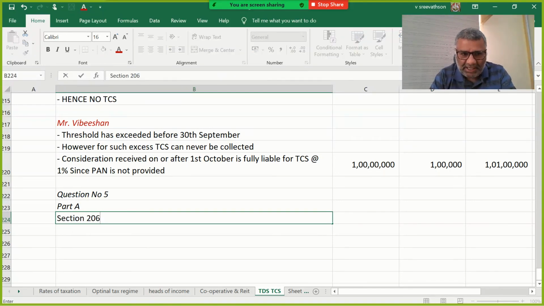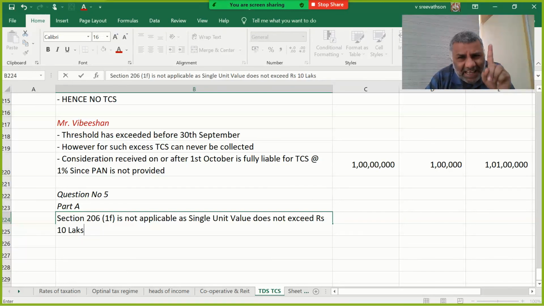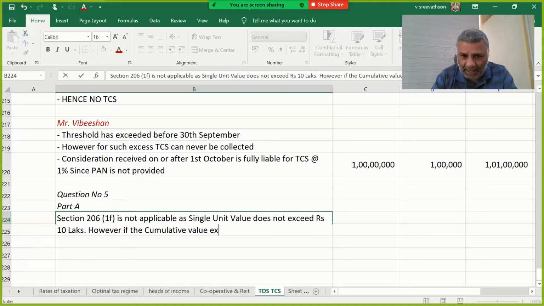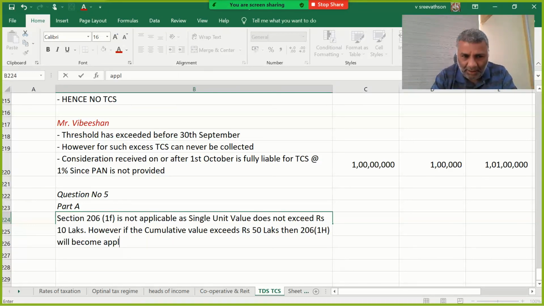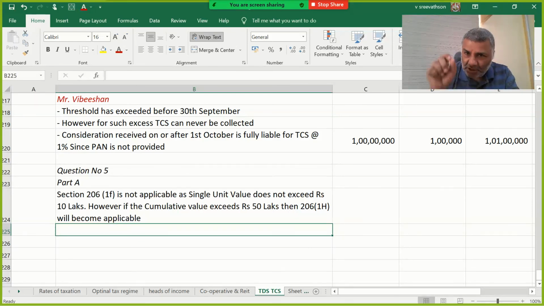Section 206C(1F) is not applicable as the single unit value does not exceed rupees 10 lakhs. The single unit value has not exceeded 10 lakhs. However, if the cumulative value exceeds rupees 50 lakhs, then 206C(1H) will become applicable. However, the cumulative value exceeds. So now, in this case, 206C(1H).